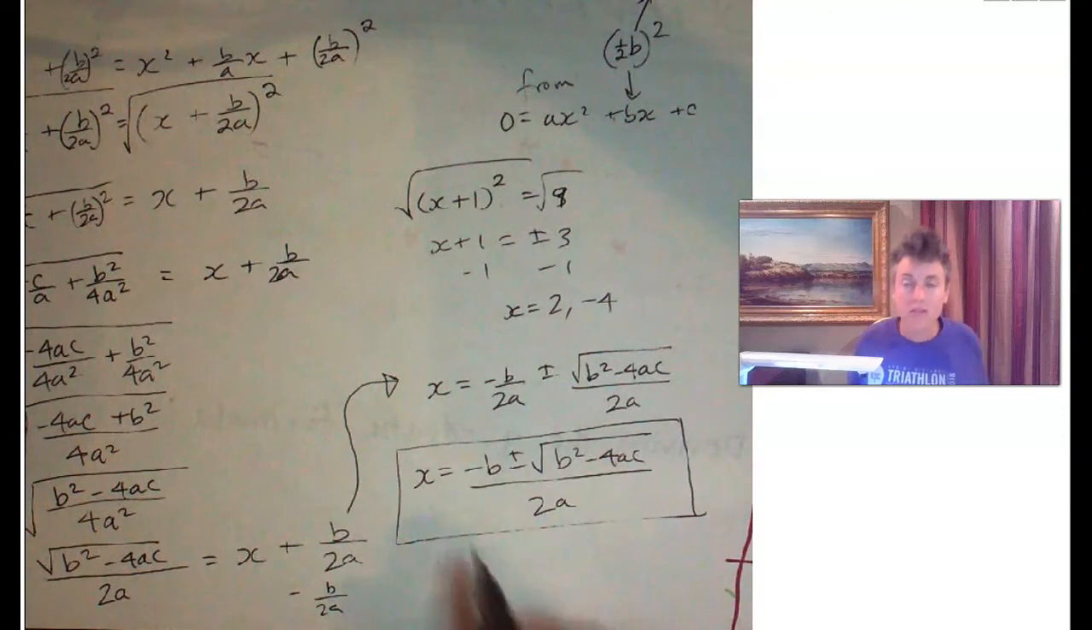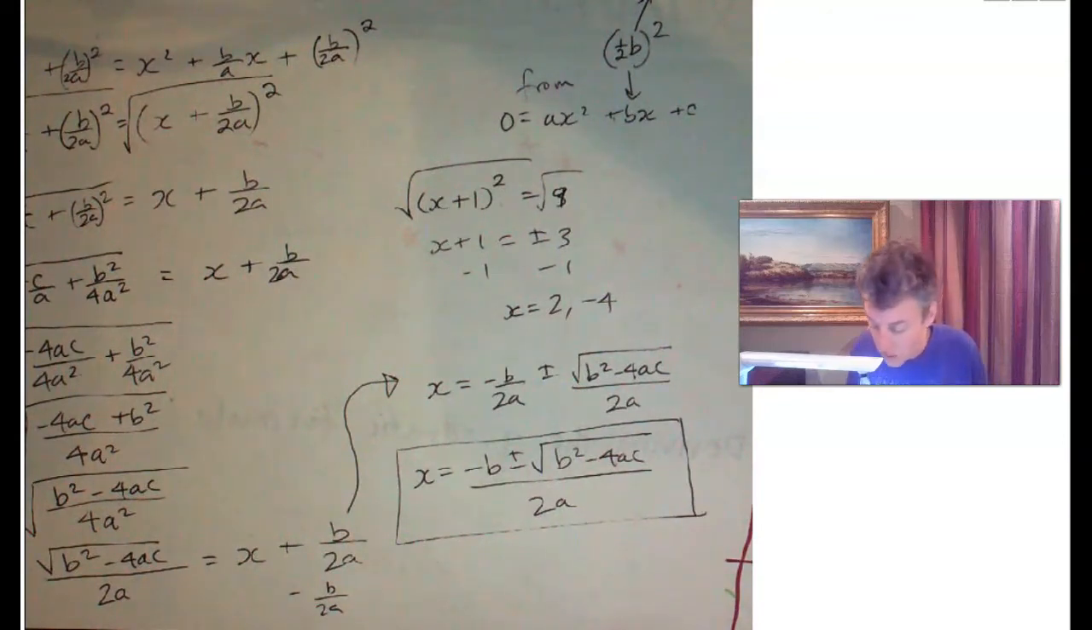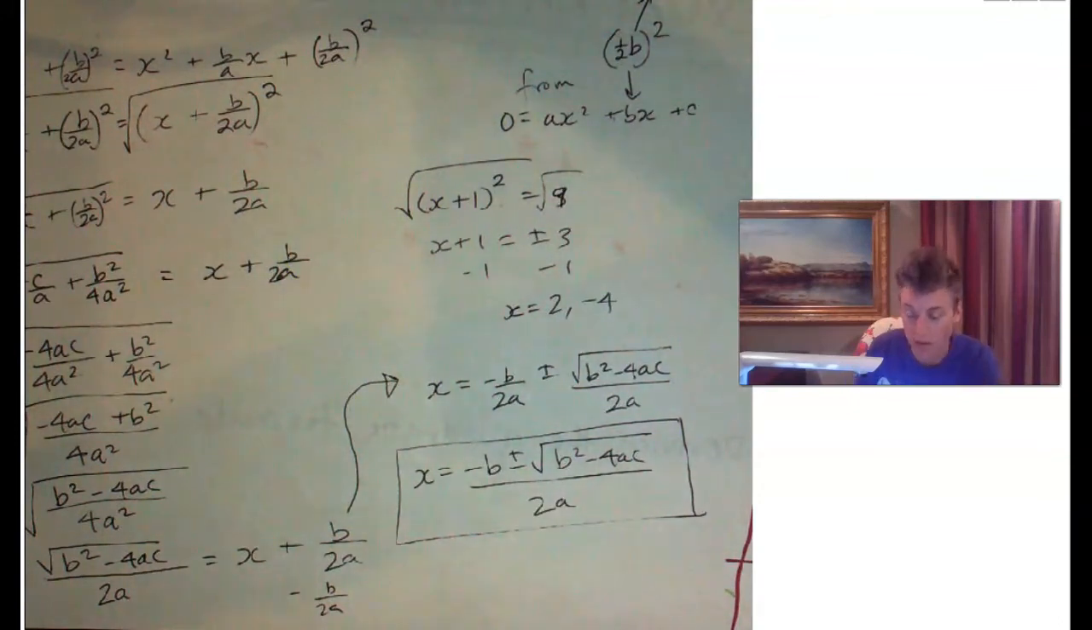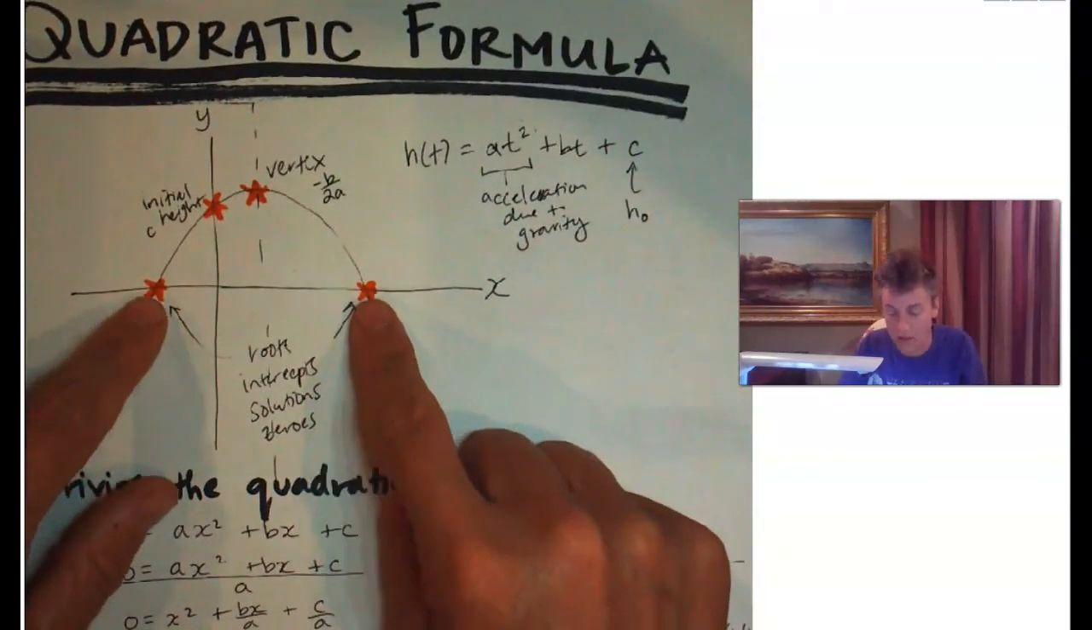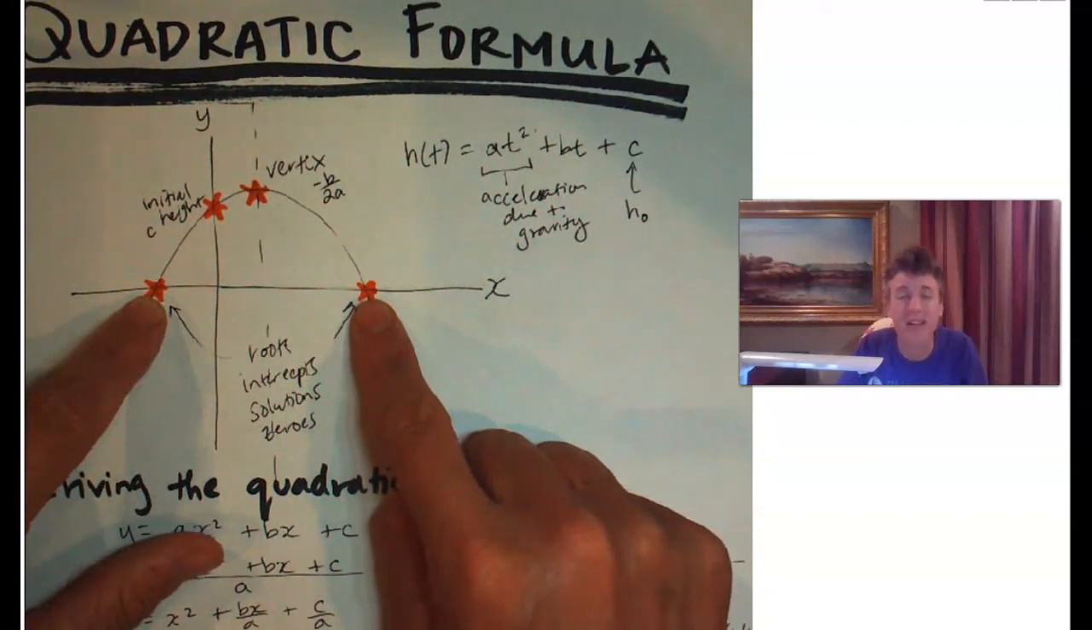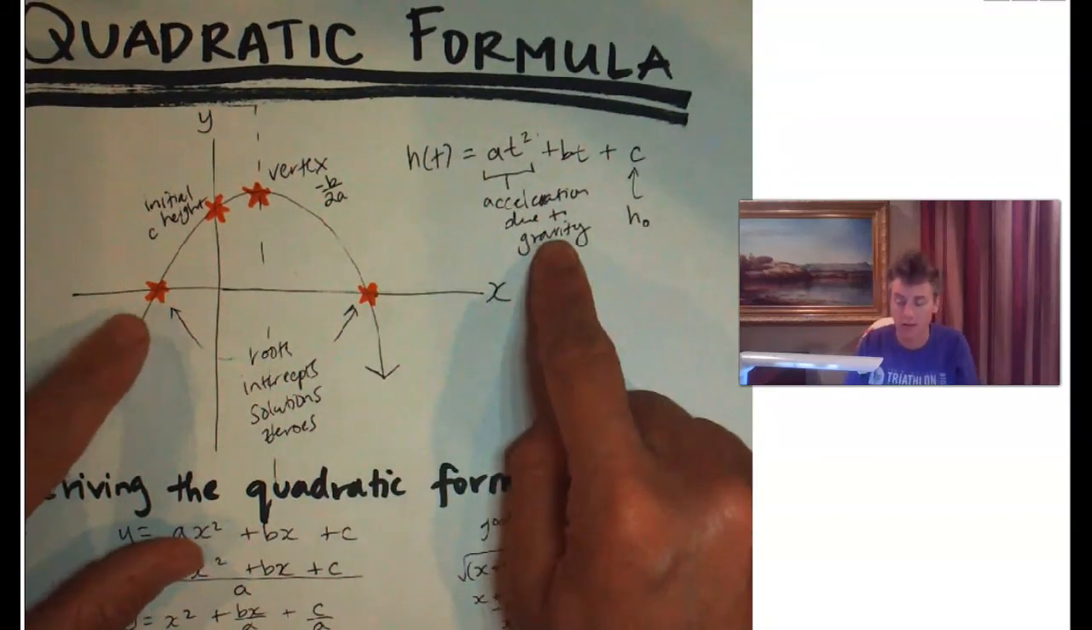Whoa! We've been using this thing for a minute, and now we know where it came from. It came from the standard form of the equation for a quadratic function. x equals negative b plus or minus the square root of b squared minus 4ac all over 2a. Alright, cool. What are we using this for? We are using this to find these roots, intercepts, solutions, zeros in this crazy world that's driven by gravity.